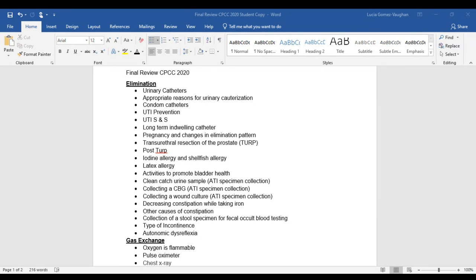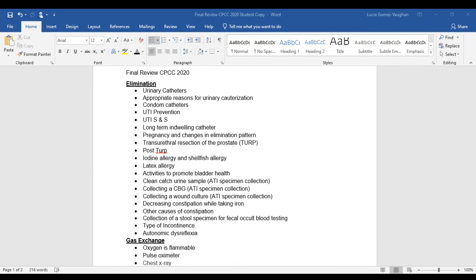A TURP, transurethral resection of the prostate. It's the most widely used procedure for prostate gland removal. It's normal to see blood right after surgery. Empty the drainage bag as needed. You have to subtract the amount of irrigant infused from the total output to obtain the urine output record.